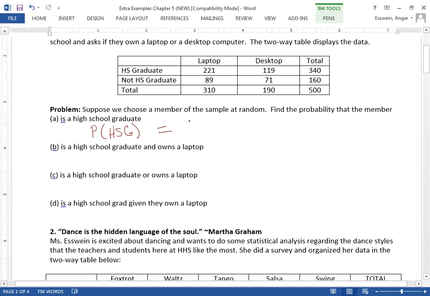Okay, high school graduate is, how many high school graduates do we have? 340. And then the total people in the sample space is, all 500 people are accounted for. Leave your answer like that, please. That's the work you would show. Let's get a little trickier.